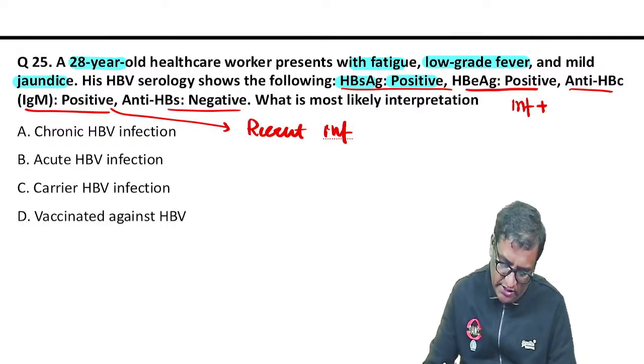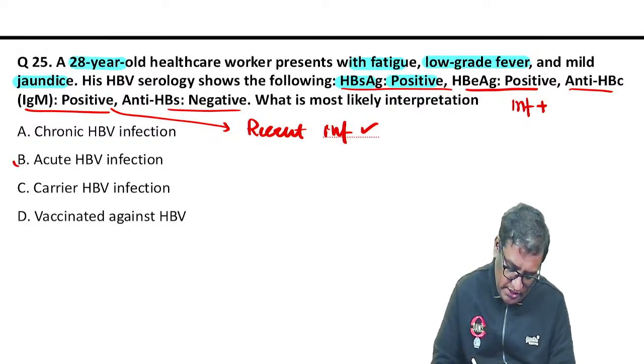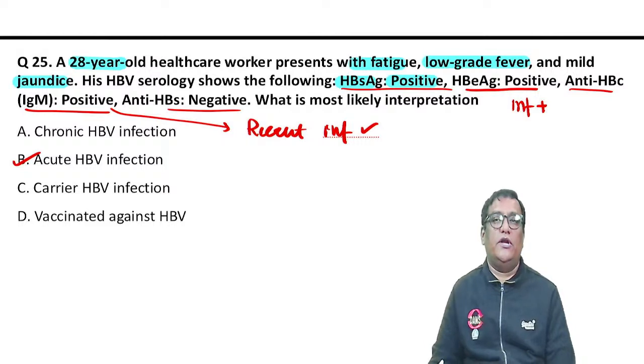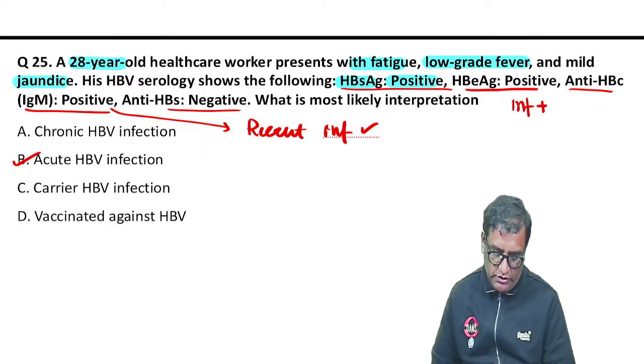So what is the answer? Definitely there is a recent infection. Recent infection would be acute. So it is not a chronic hepatitis B. It is an acute hepatitis B. Very good. Acute hepatitis B here.